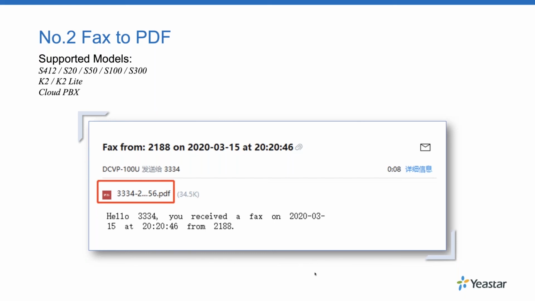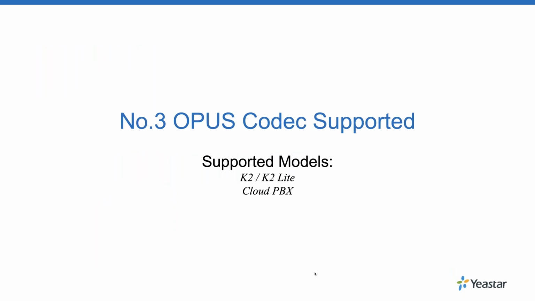Number three is going to be a codec. This codec is called Opus. The Opus codec will be supported right now, but it's not available on all of our systems. We're going to support this Opus codec on our K2 system and our Cloud PBX, which means you will have better audio quality with this codec on your K2 and Cloud PBX.